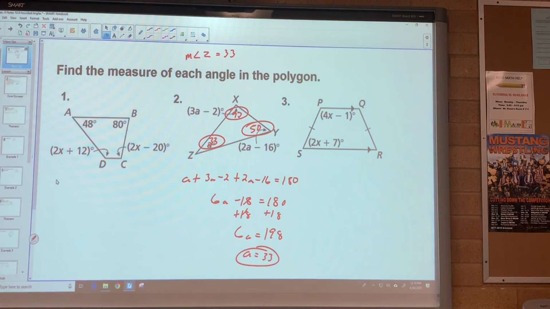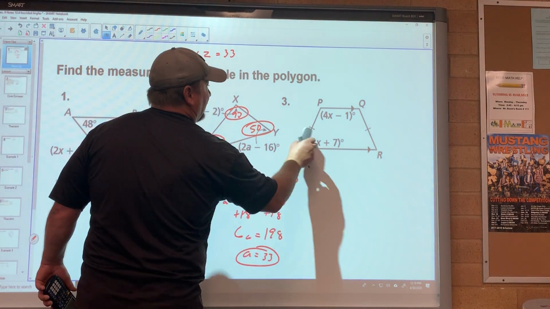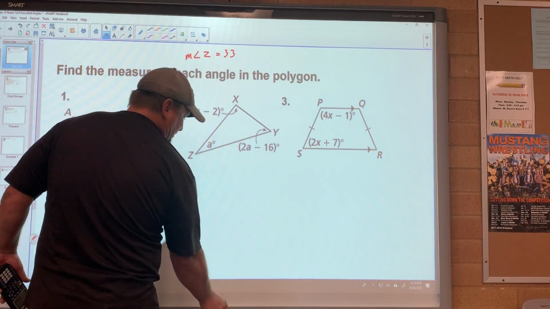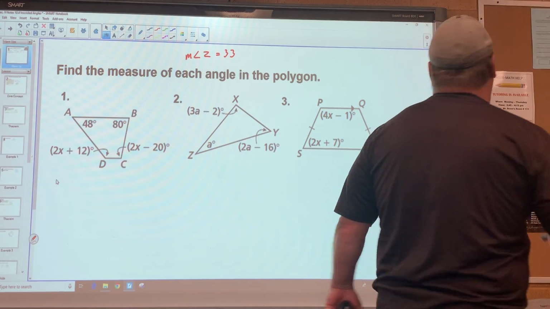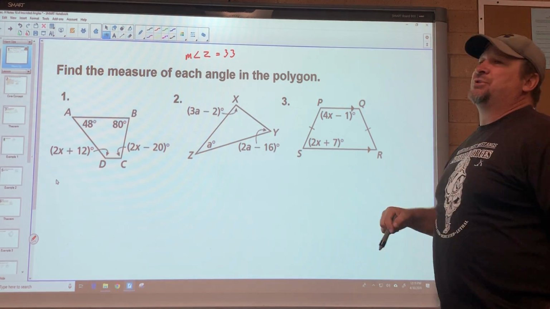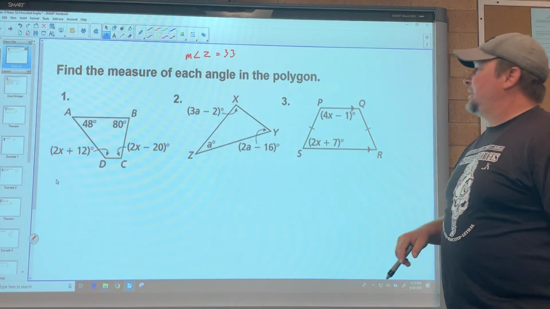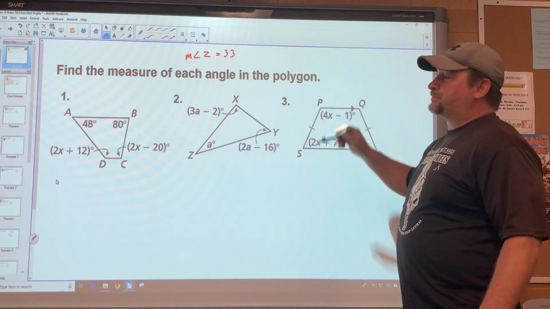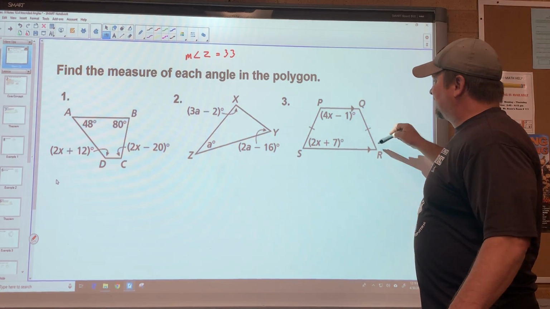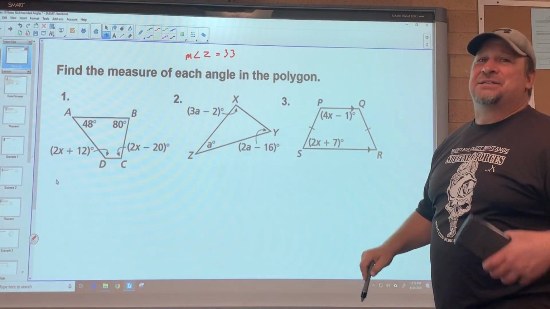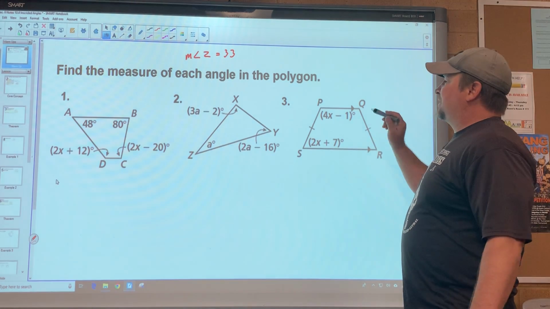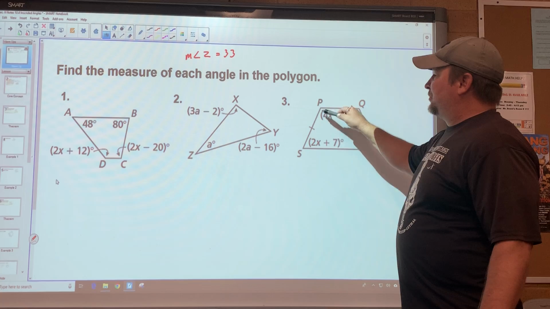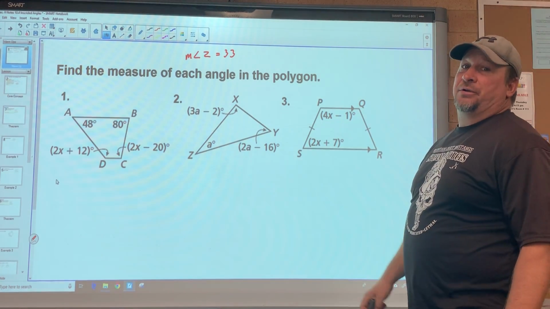Okay, this shape over here is an isosceles trapezoid. It's a four-sided shape, so we know that all four angles will add up to 360, but they only gave us two of them. But they did give us consecutive ones. It's isosceles because two sides are the same. What's unique about an isosceles trapezoid is that the consecutive angles, the ones right next to each other, add up to 180.